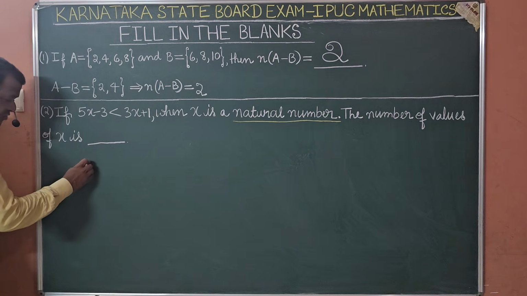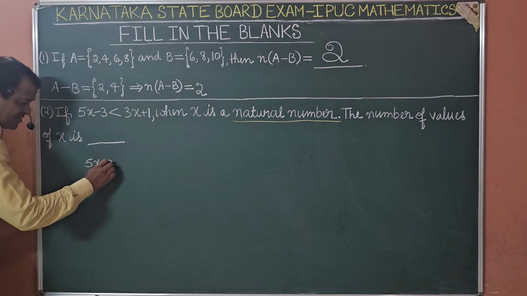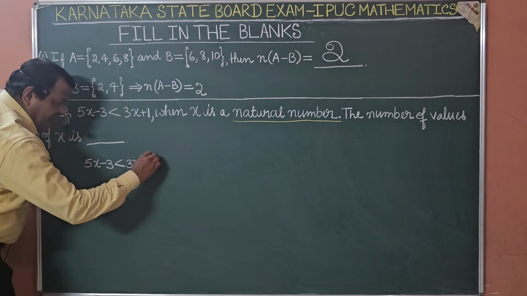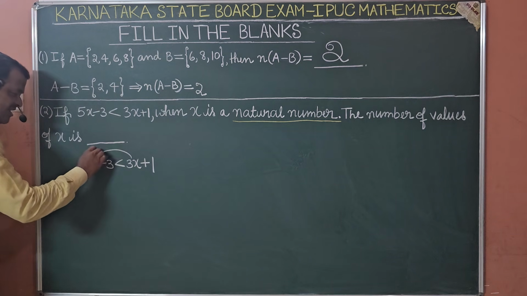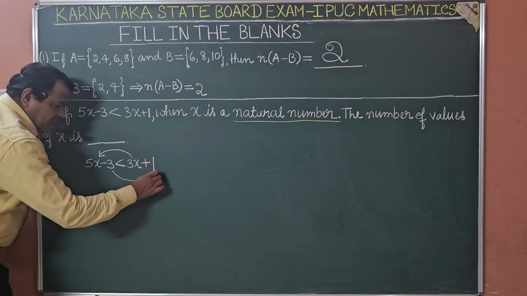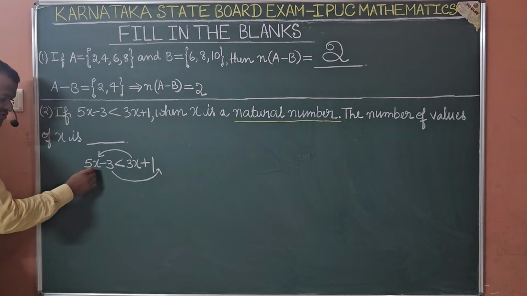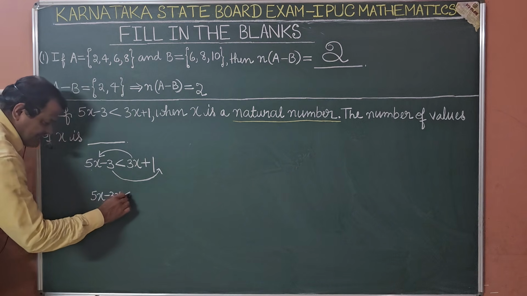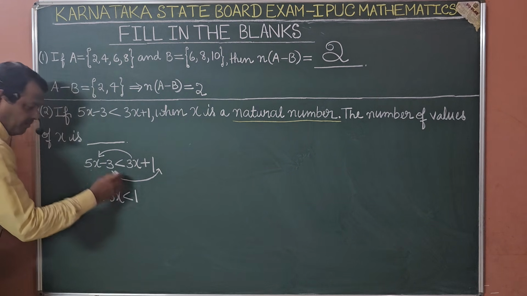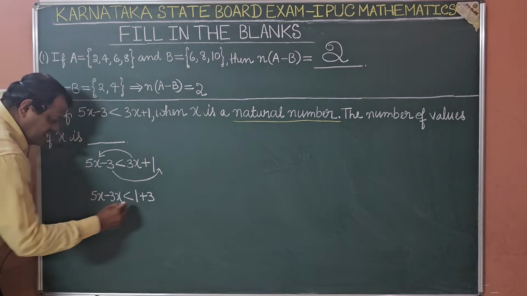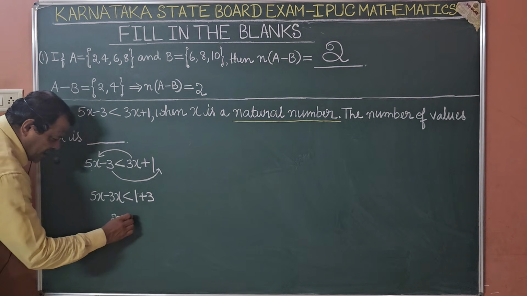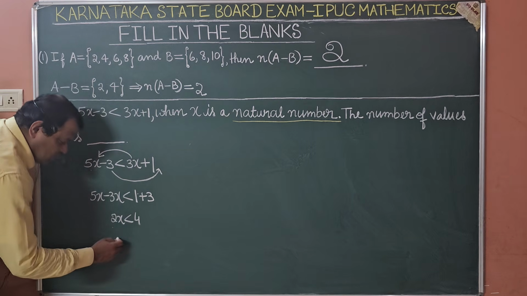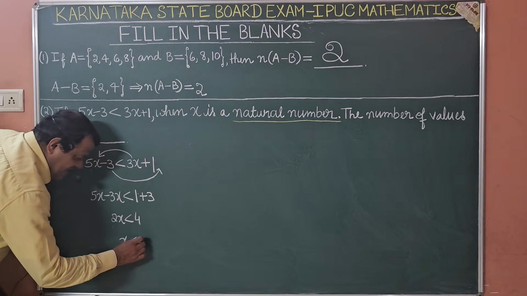Therefore, it is 5x minus 3 less than 3x plus 1. I will transpose 3x here and I will transpose minus 3 to the right. Therefore, this is 5x minus 3x less than 1 plus 3. Therefore, this is 2x, 2x less than 4. Therefore, divide both sides by plus 2. So, we get x less than 2.